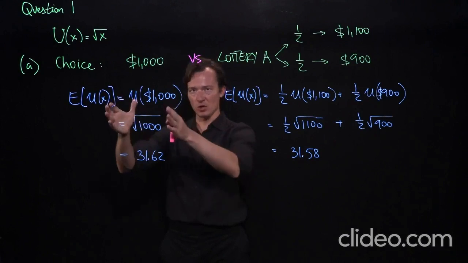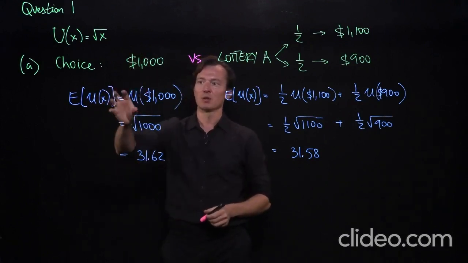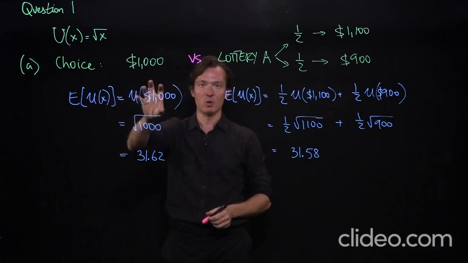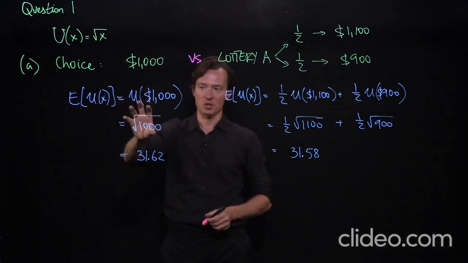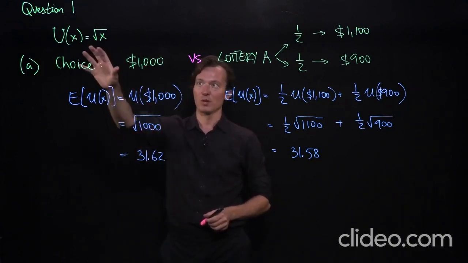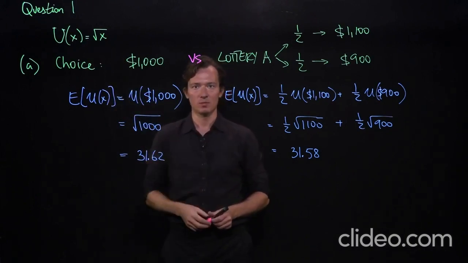Now, in this first choice, which is the sure payoff of $1,000, the expected utility is just the utility of this $1,000 because this is a certain outcome, which, given our utility function, equals the square root of $1,000, and this equals 31.62.